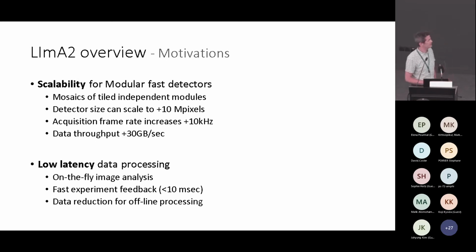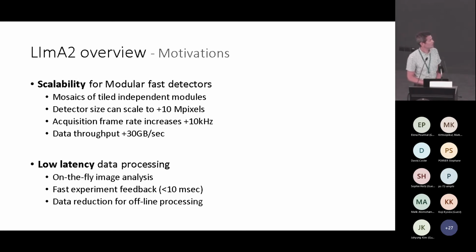So LIMA2 is the next iteration of LIMA. I already spoiled the bit. It's distributed, and the main reason is that we want a scalable system. Most of the detectors that we are integrating these days are modular. They are mosaics of tiled independent modules. They can scale up to 10 megapixels. We even have a Jungfrau that is 16 megapixel deployed, not at ESRF, but at XFEL, but we know that's coming.